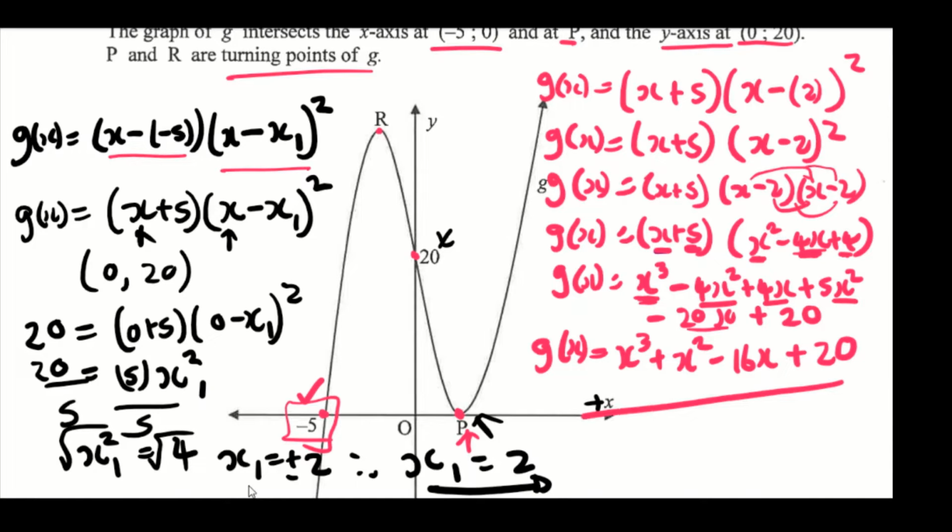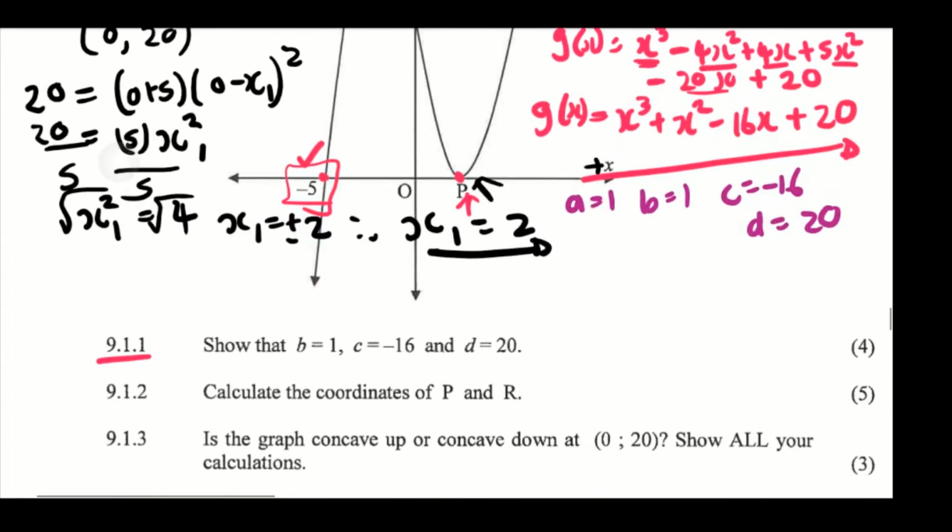So this is your g of x, where you have your value of a equal to 1, your value of b equal to 1, your value of c equal to minus 16, and your value of d equal to 20. So we've proven that b is equal to 1, and we've proven that c is equal to minus 16, and we've proven that d is equal to 20. So we're done with this question here.